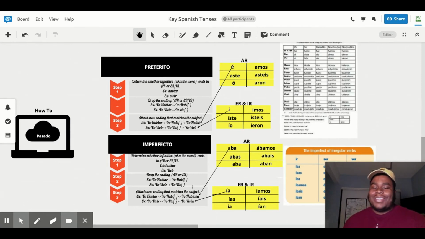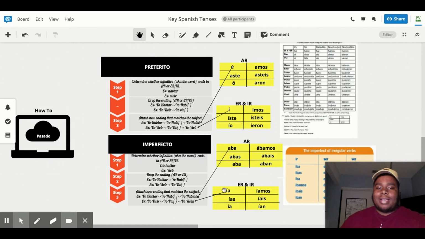Even though it sounds like gibberish, it's one of my favorite tenses. If it ends in AR, it will be aba. Yo hablaba. Sounds like utter nonsense, but it's perfectly fine. And for vivir, the ER/IR, it'll be not aba, it'll be ía. So yo vivía, tú vivías, él, ella, usted vivía, nosotros vivíamos, vosotros vivíais, and ellos, ellas, ustedes vivían.